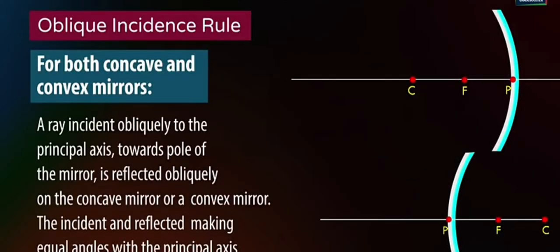Rule 4. A ray incident oblique to the principal axis towards the pole of the mirror is reflected obliquely on the concave mirror or a convex mirror. The incident and reflected rays make equal angles with the principal axis. First, let us draw some ray diagrams. Image formation by a concave mirror for different positions of the object.